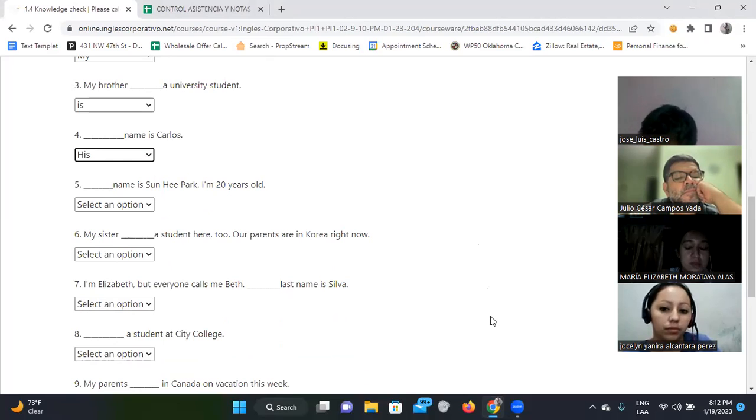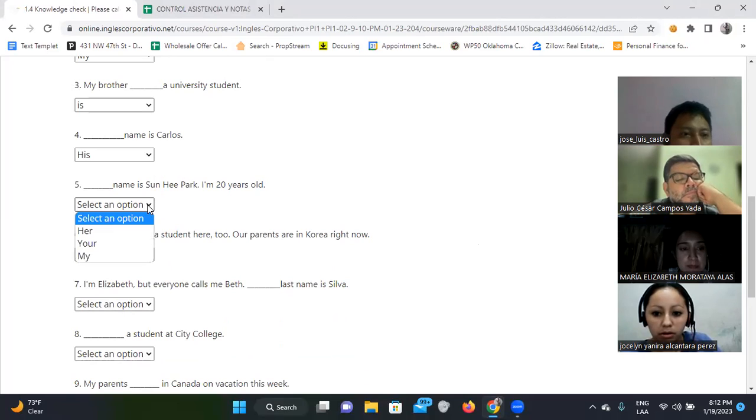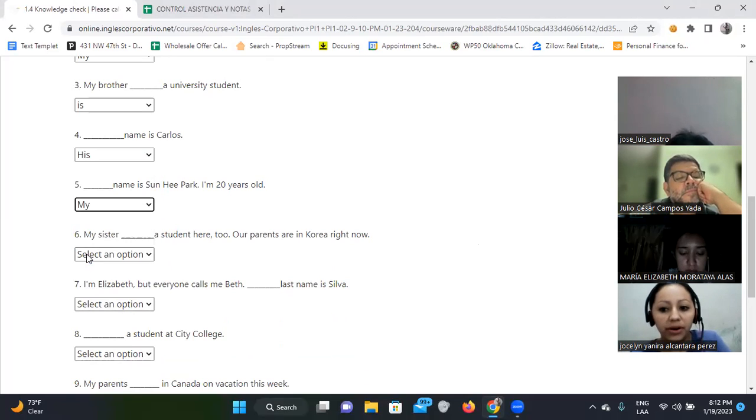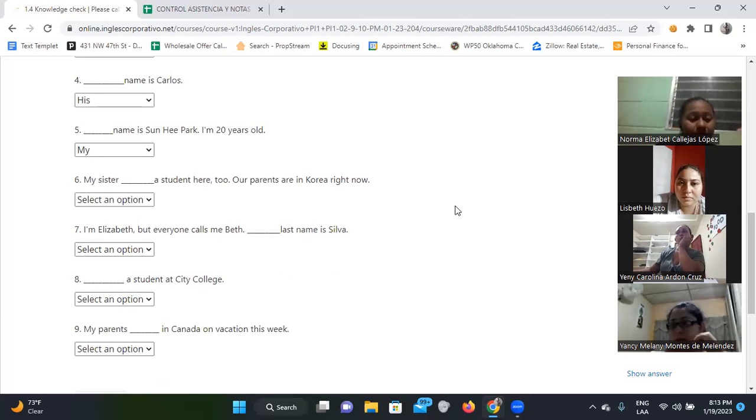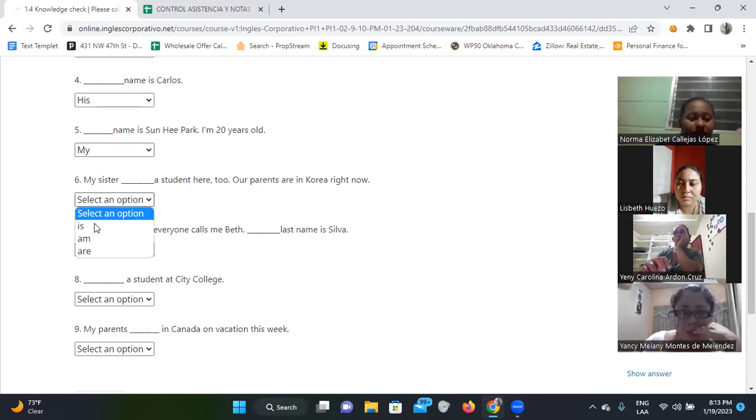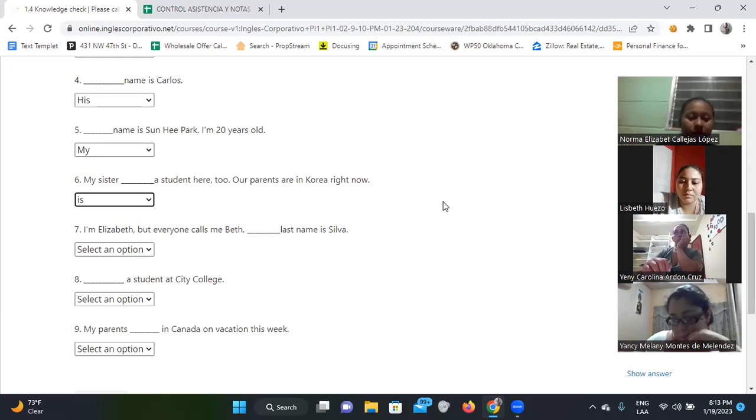Number five, Jocelyn. My name is Sunhee Park. I'm 20 years old. Very good. Let me have Norma, number six. My sister is a student here too. Good. Our parents are in Korea right now.